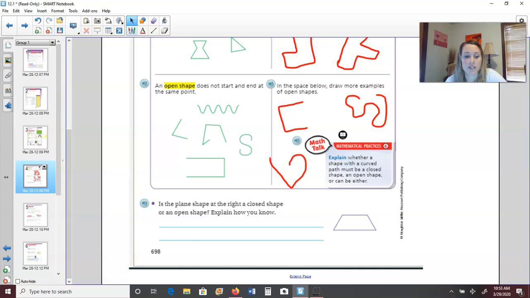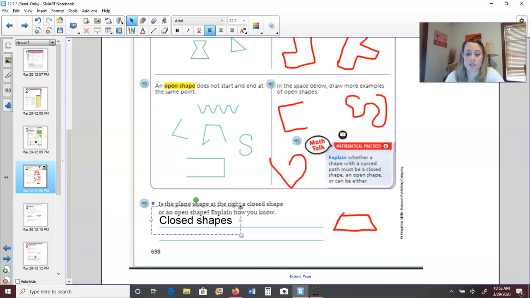Well, when I look at the shape, I could start at any end point and trace along, and I can see that where I started is also where I end, where it closes. So I would say that this is a closed shape. Let's see, I'm going to move my words over here and shrink them down a little bit so you can write along with me.